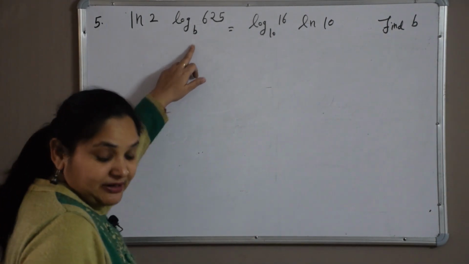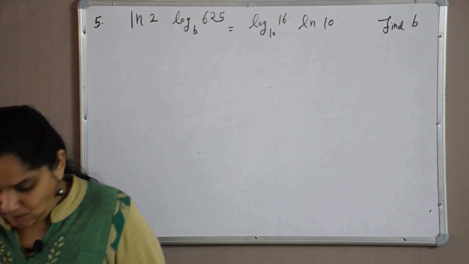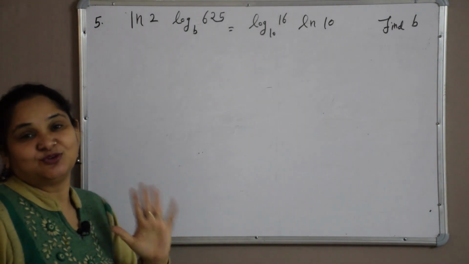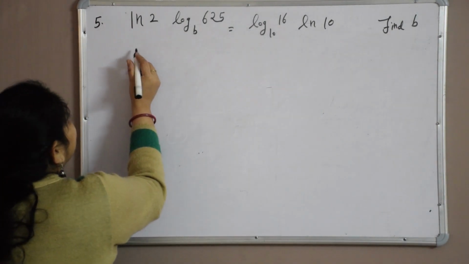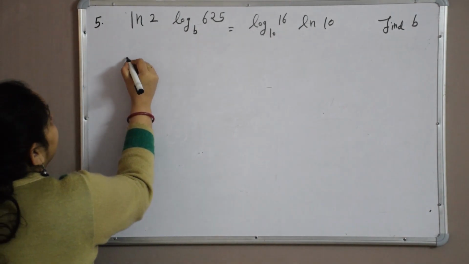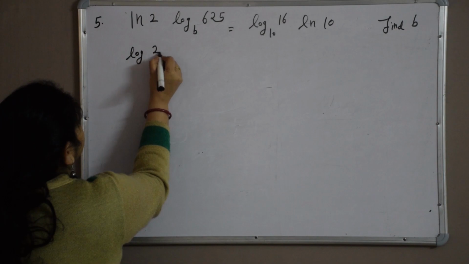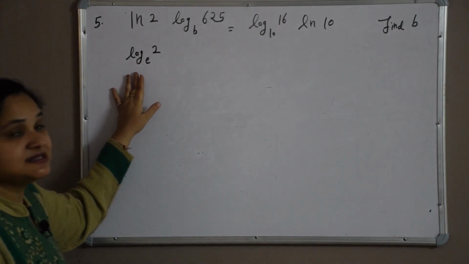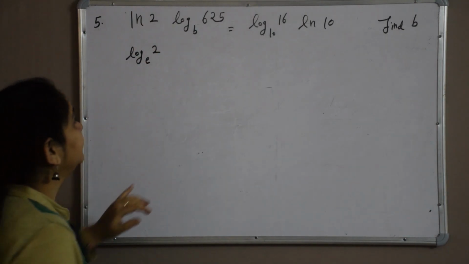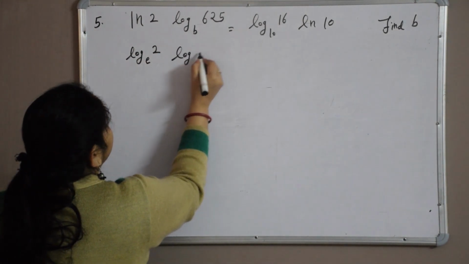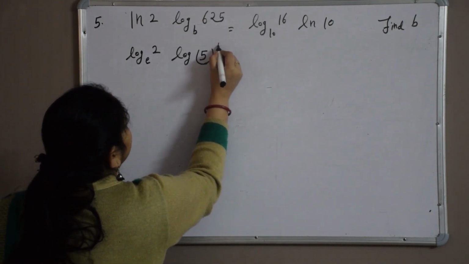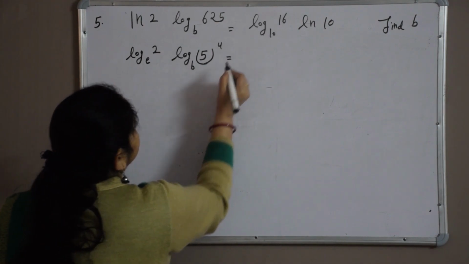We have to find the value of this b. See, here it is given ln 2. So what is ln? We know that it is natural log. ln means natural log, and whenever it is natural log, its base is always e. Natural log, we can write it as log of 2 to the base e, and log of 625 we can write as 5 raised to power 4 to the base b.